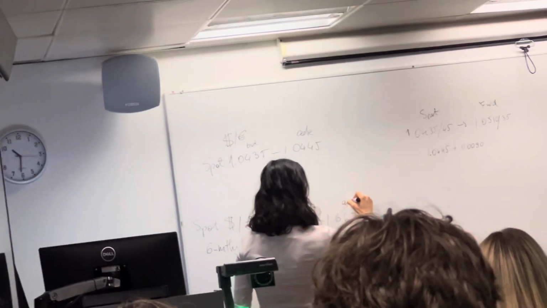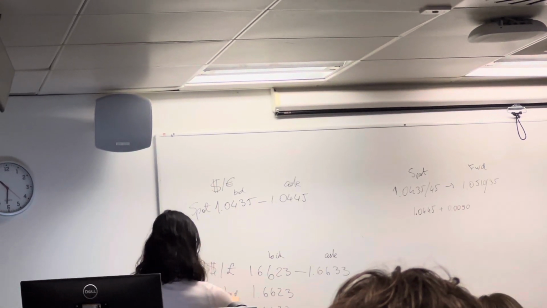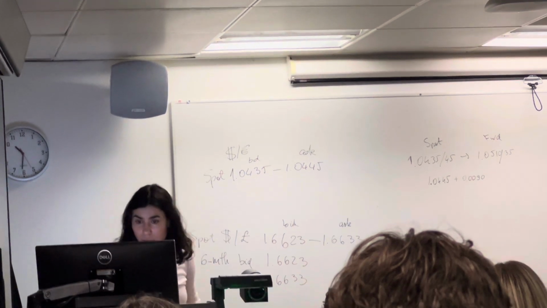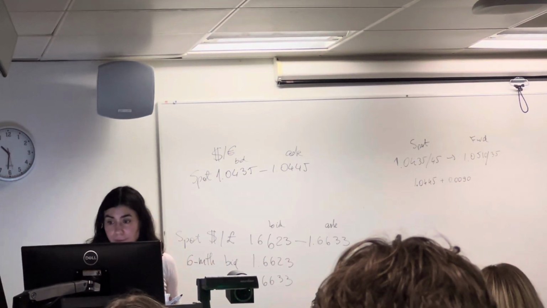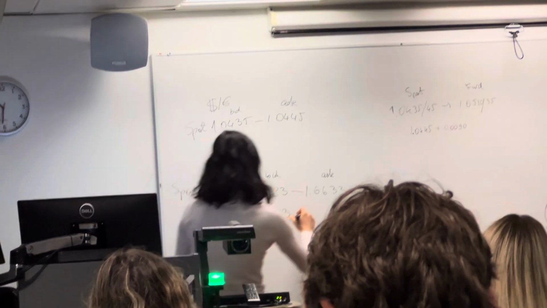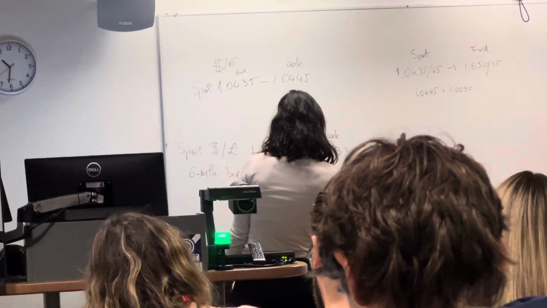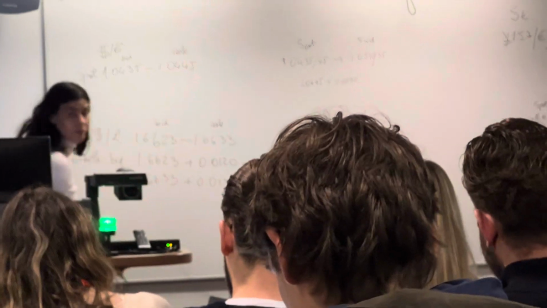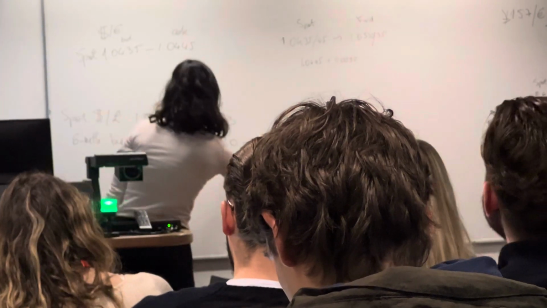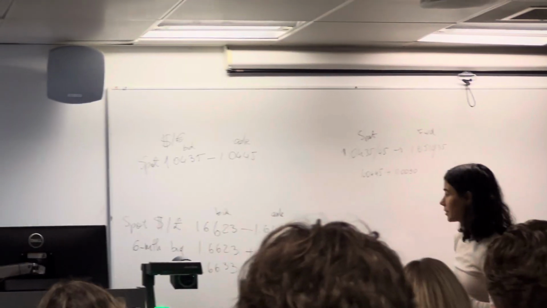So I've just written the bid and ask for spot, and we have the bid and ask for the forward 6 months. Okay. So do we add or do we subtract those points? Yes, very good. And what do we get? That's 1.6713 and 1.6766. So these are the bid and the ask.